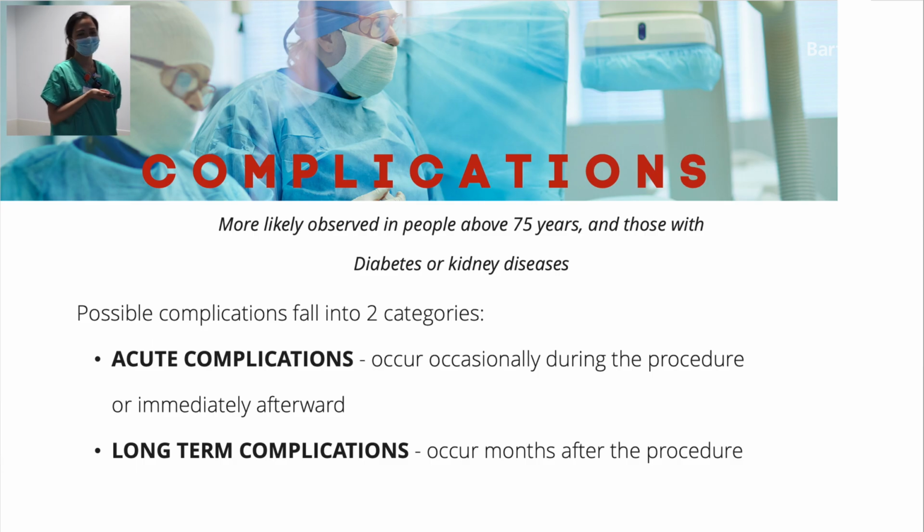Okay, so we're going to discuss the complications. They are more likely observed in people above 75 years and those with underlying conditions such as diabetes or kidney diseases. There are two categories. First is the acute complications. They normally happen during the procedure or immediately afterward. And the next one is the long-term complications. They occur months after the procedure. So first, let's talk about the acute complications.